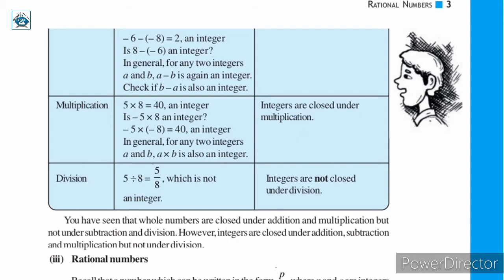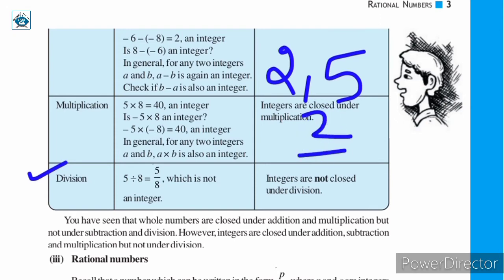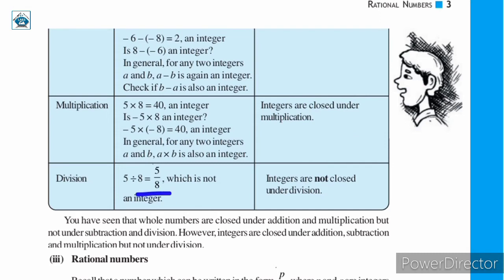Lastly, we have the operation of division. Again consider integers 5 and 8. You can take any other integers as well. Consider 2 and 5. So when you divide these two numbers, you get 2 upon 5, which is not an integer. In the similar manner, 5 by 8 is not an integer. So we can say that integers are not closed under division because the answer can also be a rational number.